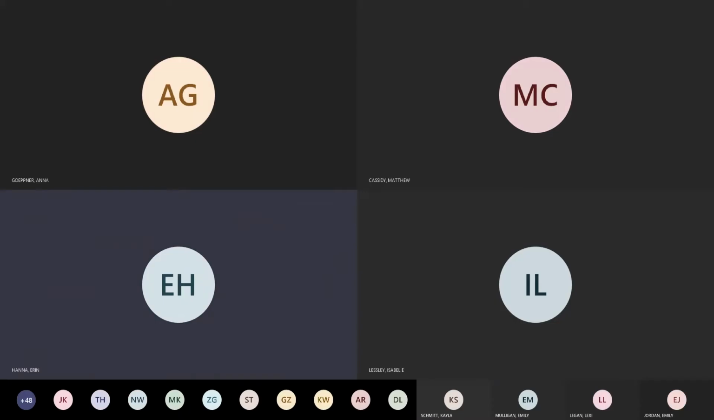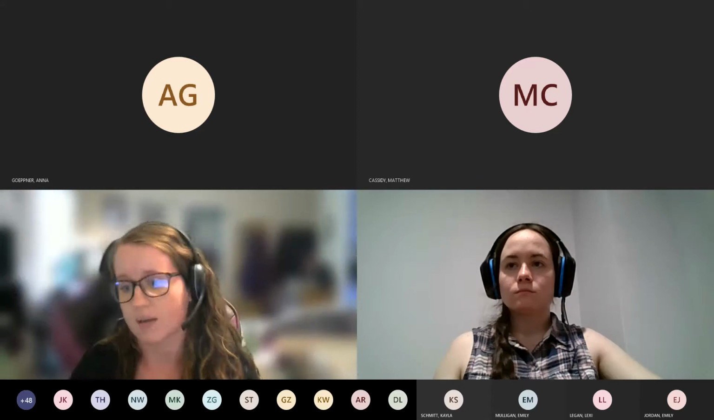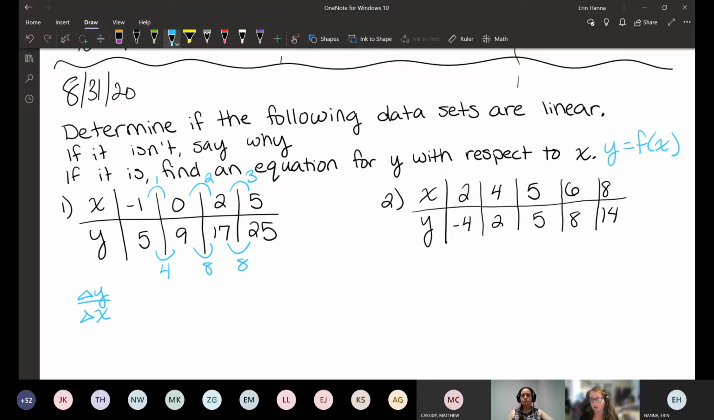Change in x. Can everyone see my screen? Is there anyone who still can't see my screen? Please let me know in chat, or you can go ahead and unmute yourself.